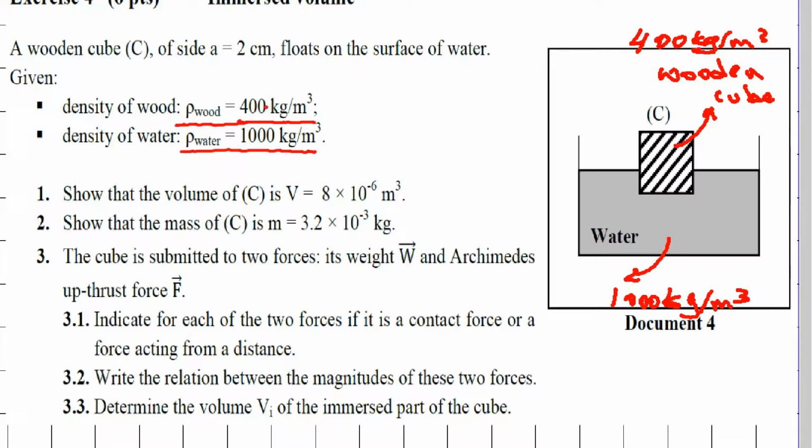Now comparing the two densities, the density of water is greater than the density of wood, or let's say that the density of wood is less than the density of water, so we expect that the cube C will float on the surface of water as shown in this document.